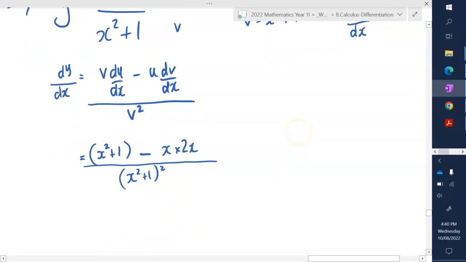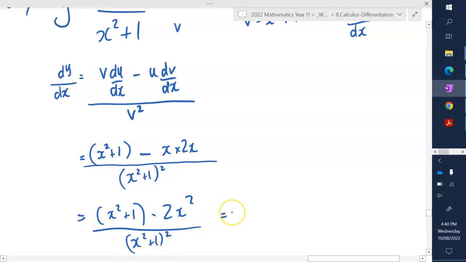Okay, let's continue on and let's make it a little bit neater. We have now x squared plus 1 minus 2x squared all over x squared plus 1 all squared. I'll put a little equal sign next to it. I don't really need these brackets here now. They're not doing anything. So we can remove those. I might just rub them out. Okay, x squared plus 1 minus 2x squared. I'm going to put the 1 down. What's x squared minus 2x squared? It's minus x squared. So we have 1 minus x squared all over x squared plus 1 all squared.